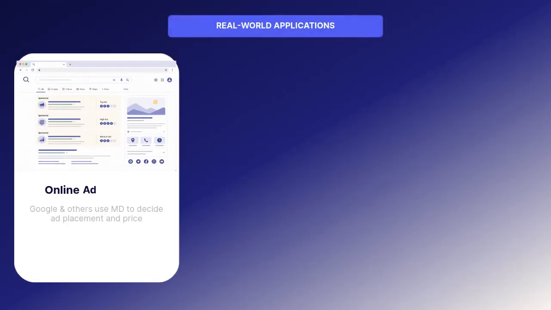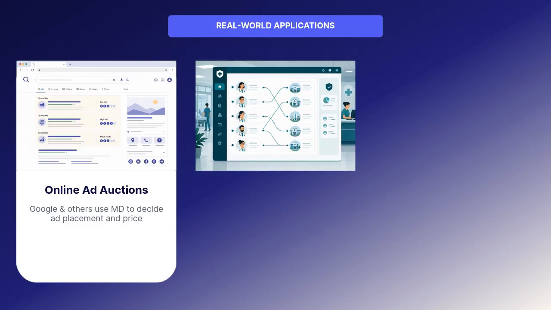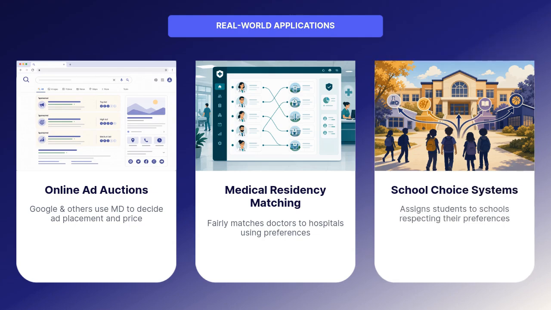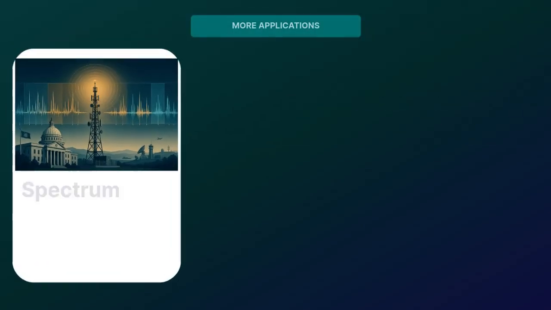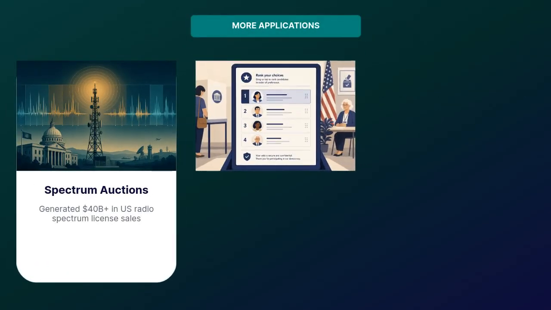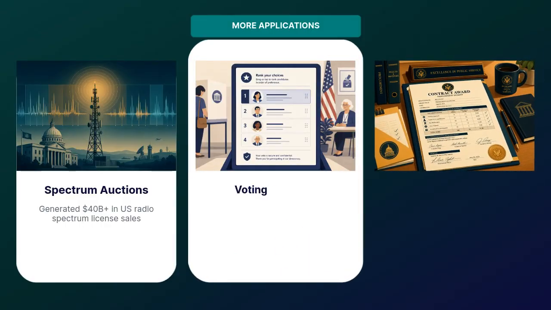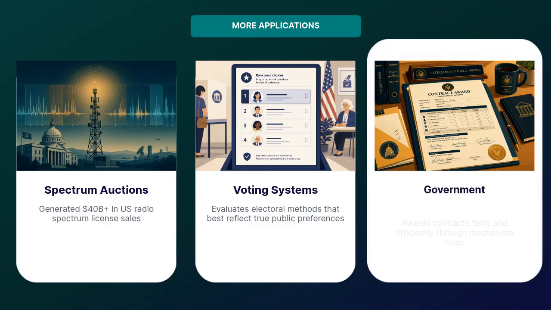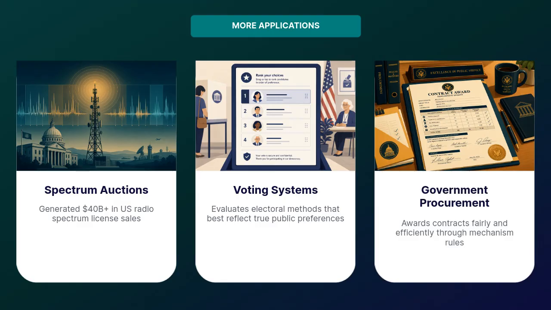Mechanism design is everywhere once you start looking. Online ad auctions at companies like Google use it to decide which ads appear and at what price. Medical residency programs use it to match doctors to hospitals fairly. And many cities use it to assign students to schools in a way that respects preferences. Governments use mechanism design to auction off radio spectrum licenses, a process that generated over $40 billion in the United States alone. Voting system designers use it to evaluate which electoral methods best reflect true public preferences. And public procurement offices use it to award contracts fairly and efficiently.